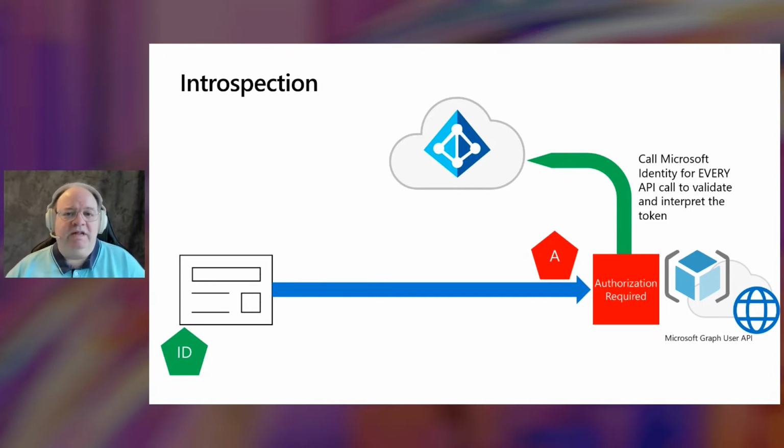Now, what this would mean is instead of giving you a standard JSON web token, we'd give you some opaque string that would represent the token to Azure AD. And then every time someone called your API or made a call to something like Microsoft Graph, that would in turn have to make a call back to Azure AD in order to validate that the token is still good and find out exactly what that token means.